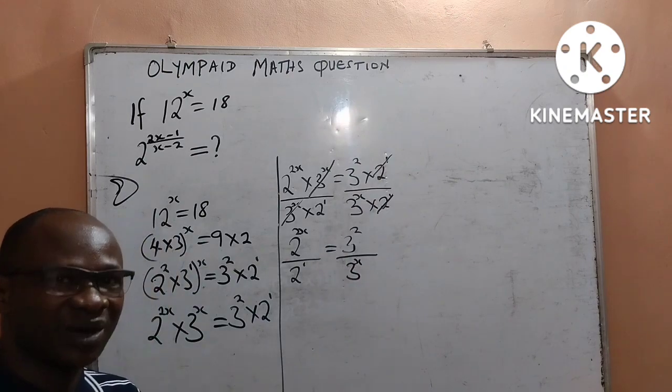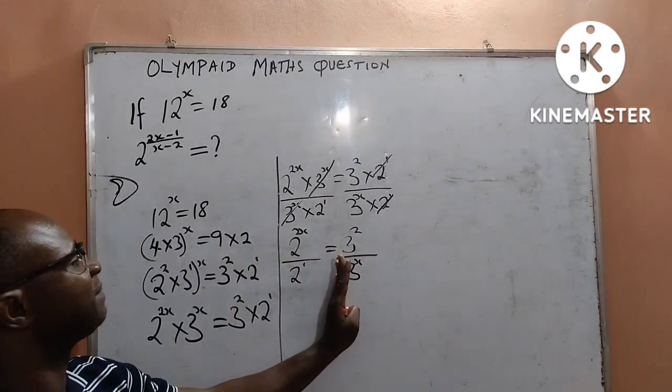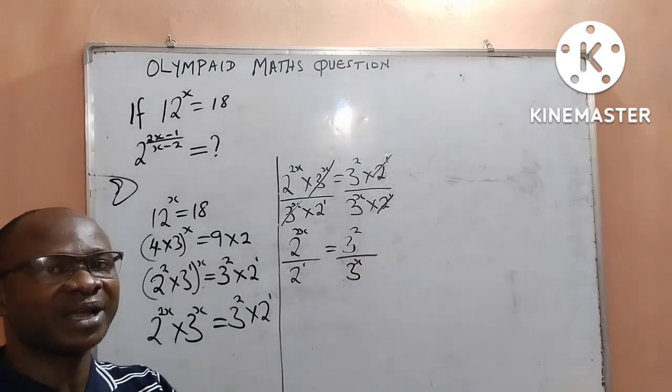You can now see it is organized. The base 2's now are on the left, while the base 3's are on the right. I have organized it.